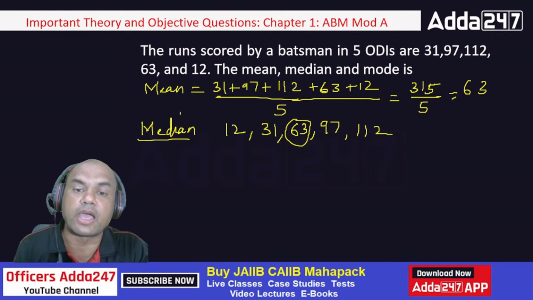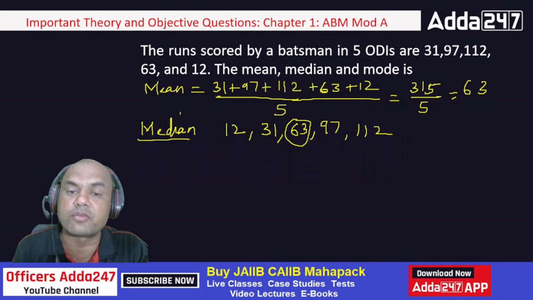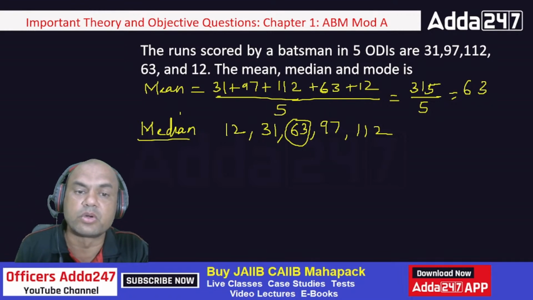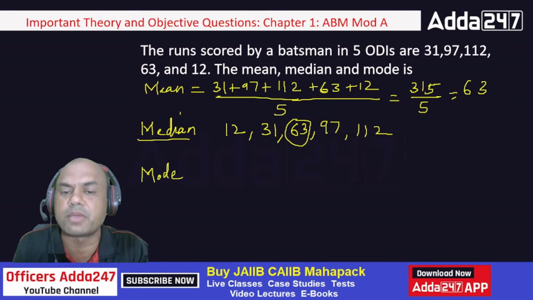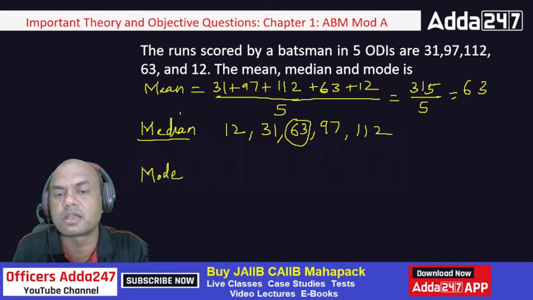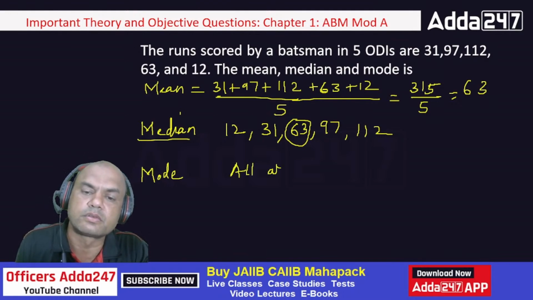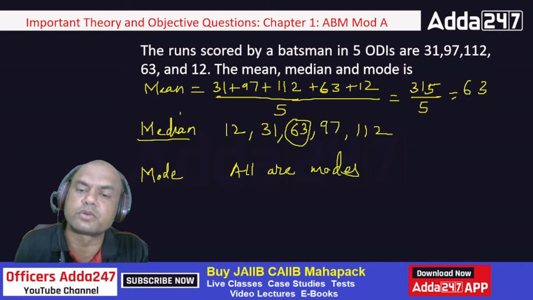Okay. If you have 4 numbers only, then you will have 2 central numbers, so take the average of them. That will be the median. What is the mode? Mode means, as we just saw, the maximum number of times. Who's coming maximum number of times? 12, 31, 63, 97, 112. All are coming one time only. So everyone is a mode. All are modes over here. Got it?